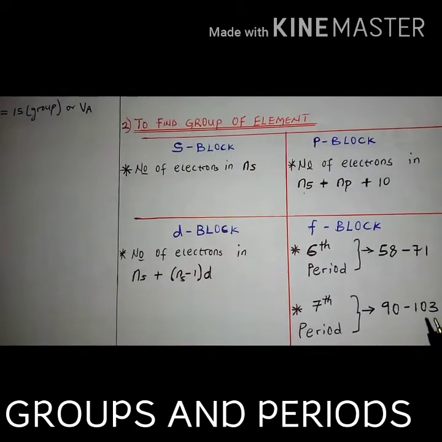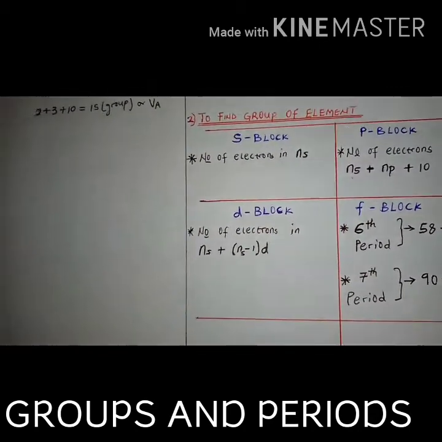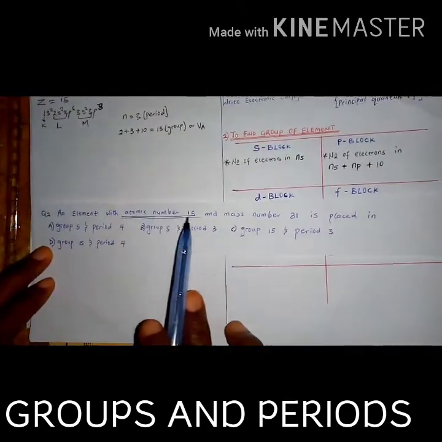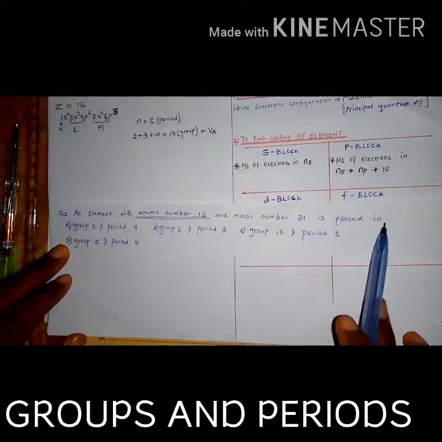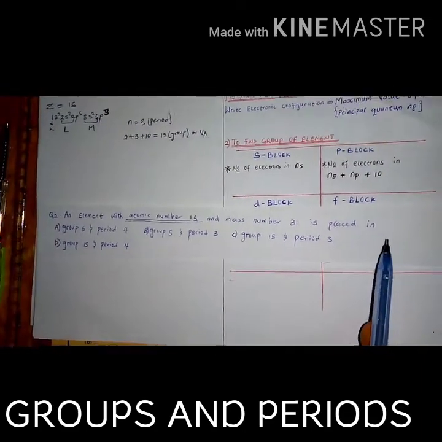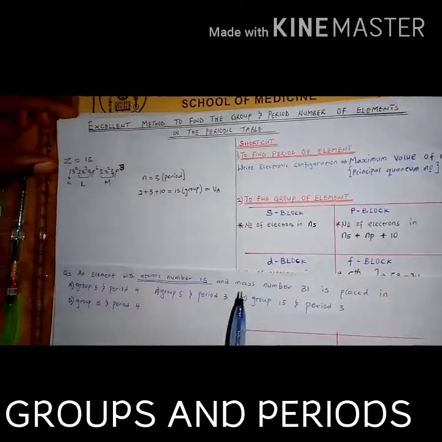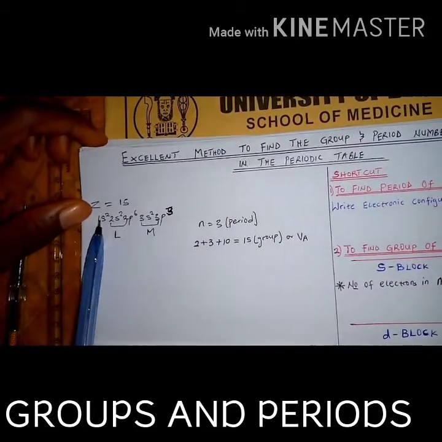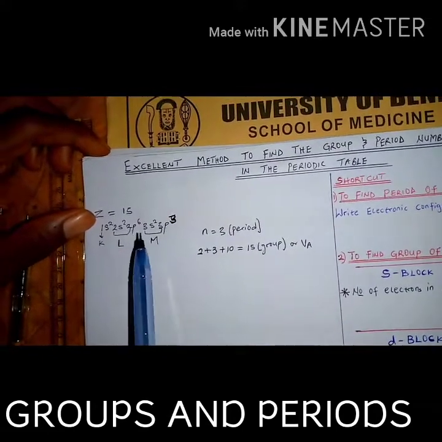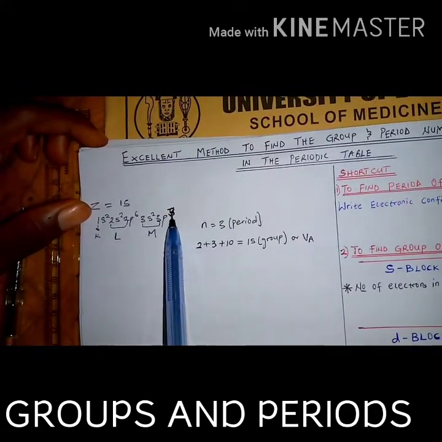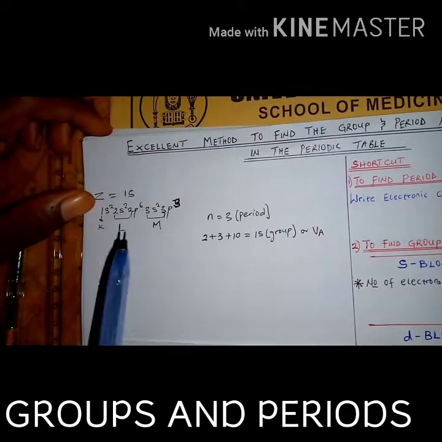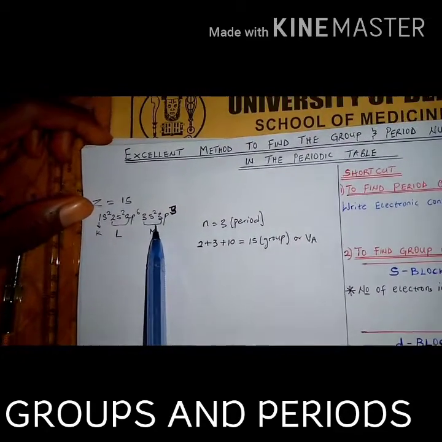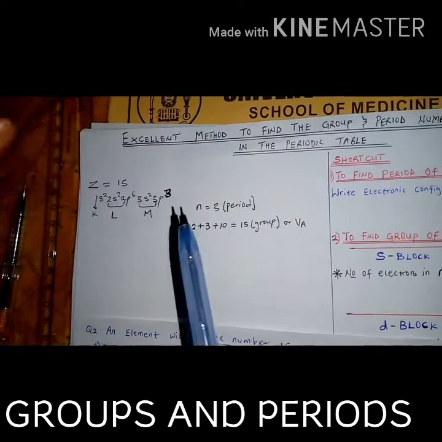Now, let's take some questions to clear our mind. Now, we have our first question here. An element with atomic number 15 and mass number 31 is placed in, let's check for the group and the period. Now, firstly, we need to write the electronic configuration. So we have 15 for the atomic number. So we should write 1s2, 2s2, 2p6, 3s2, 3p3. Now the maximum n value is 3. We have K, L, M. Now since it is 3, you should know that the period should be what? 3.